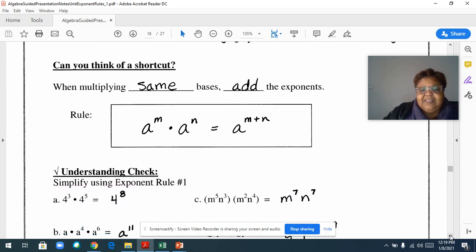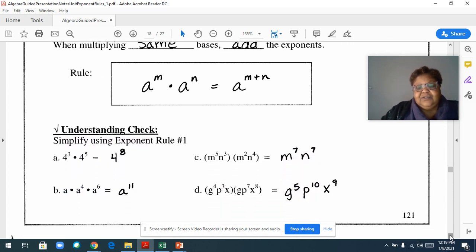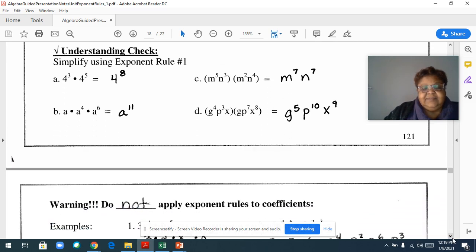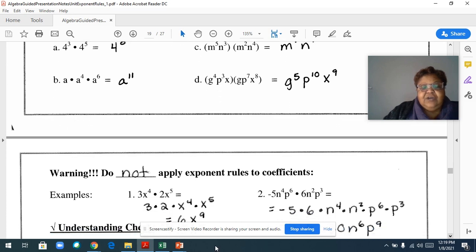We did the understanding checkpoint here also, so you can see those. We did these in class, and then right below that, I'm not going to show it. Let me go over this first. Let me just read it like it is.